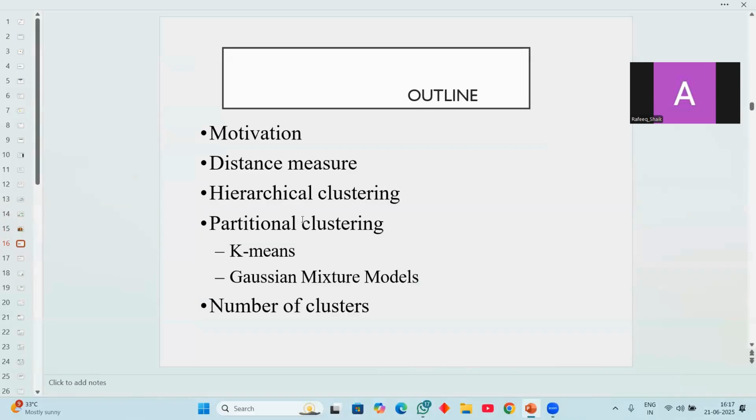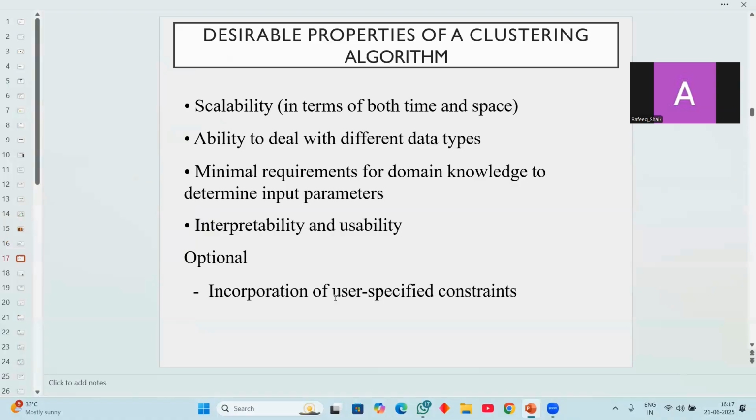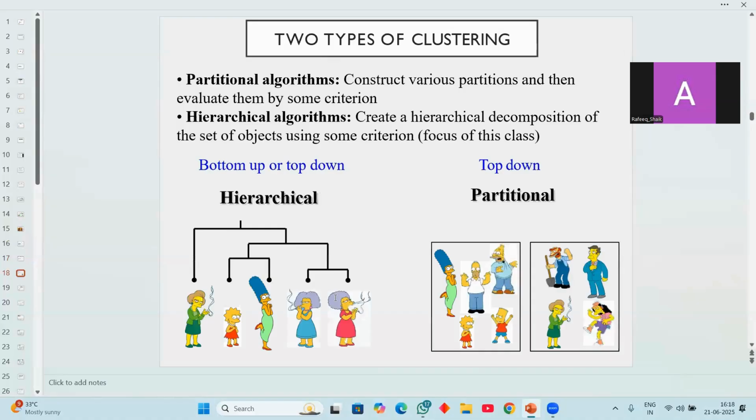So we have hierarchical clustering, partitional clustering, and other models. Now we can see the desirable properties of clustering algorithms: scalability in terms of both time and space, the ability to deal with different types of data, minimal requirements for domain knowledge to determine input parameters, interpretability and usability, and optionally user-specified constraints.